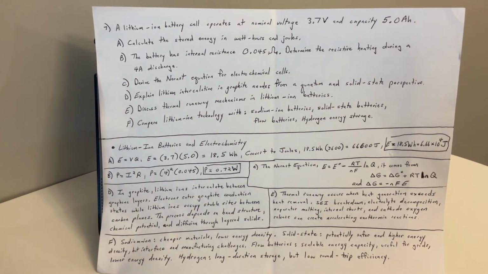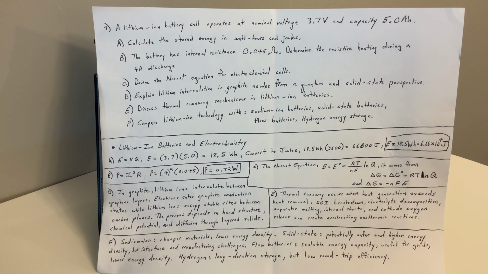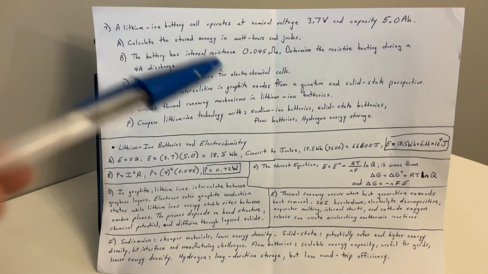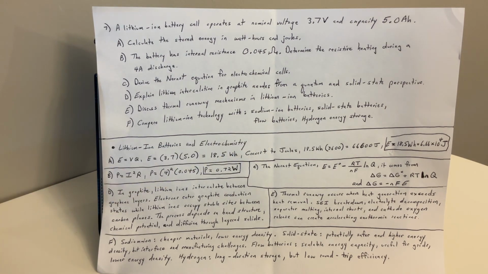So here, letter E, thermal runaway occurs when heat generation exceeds heat removal. SEI breakdown, electrolyte decomposition, separator melting, internal shorts, and cathode oxygen release can create accelerating exothermic reactions. Letter F, compare lithium ion technology with sodium ion batteries, solid state batteries, flow batteries, hydrogen energy storage.